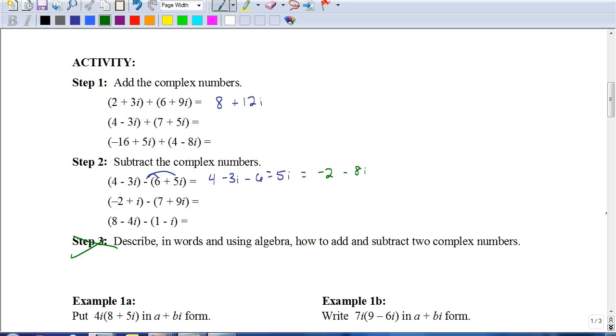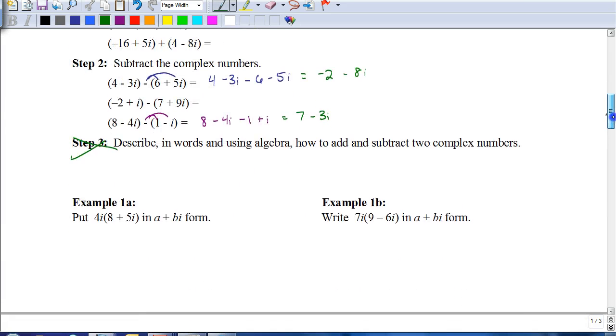If I have 8 minus 4i minus 1 minus i, I'm going to start by distributing the negative through. So it'll be 8 minus 4i. Distribute the negative, so it'll be negative 1 plus i. Well now, when I combine like terms, 8 minus 1 is 7, and negative 4i plus i would be negative 3i. And that's all we do for these. Pretty basic. Just remember if you have a negative outside the parentheses to distribute and then add like terms.